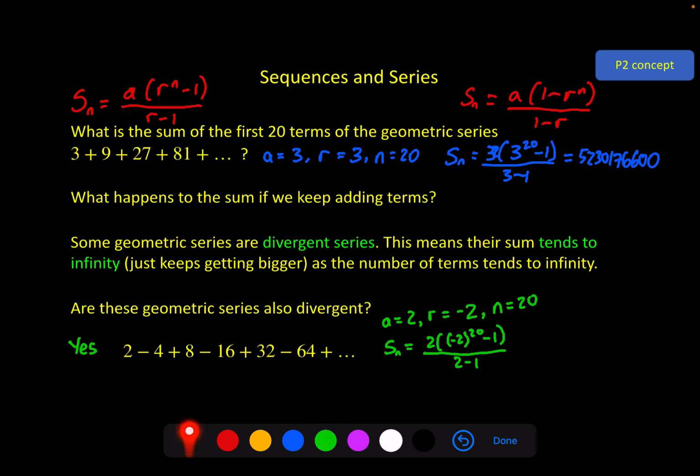And that's not a surprise, I hope, because if this number here, the 20, the power, keeps getting bigger, then this term keeps getting bigger, and eventually this minus 1 doesn't really make much difference, and the multiply by 2 is just making it bigger as well. So as this power gets bigger, this answer will get bigger. Not a surprise. So how about this one?